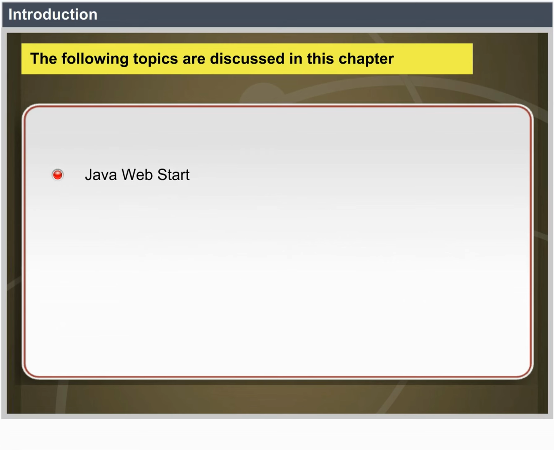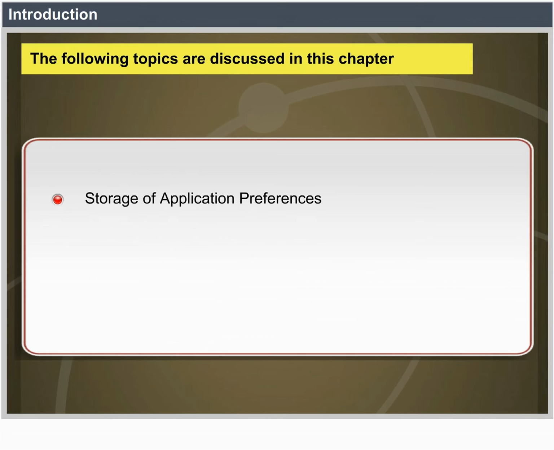Java Web Start. The sandbox, sign code and the JNLP API. Storage of application preferences. Property maps and preferences API.